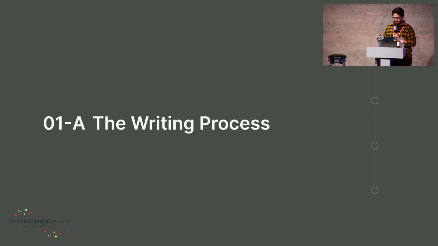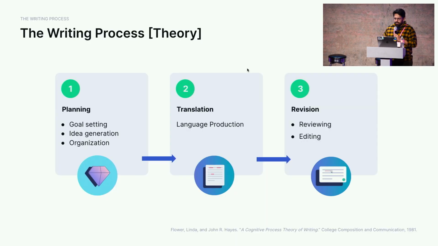All right, so to kick things off, let's talk about the writing process to lay down a framework of what people do when they write. There has been extensive research done on the theory of writing, dating as far back as the 80s. It describes writing as a complex and effortful cognitive task where writers balance and orchestrate three different cognitive processes: planning, translation, and revising.